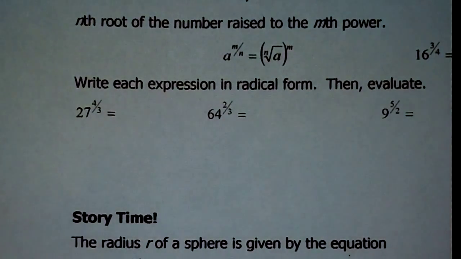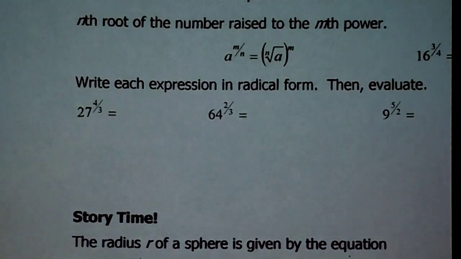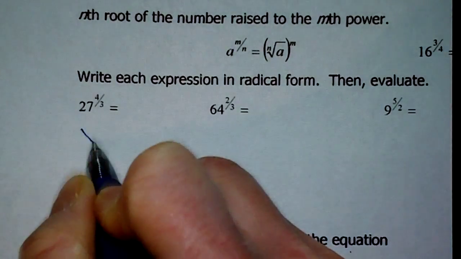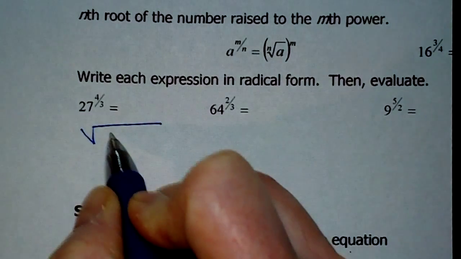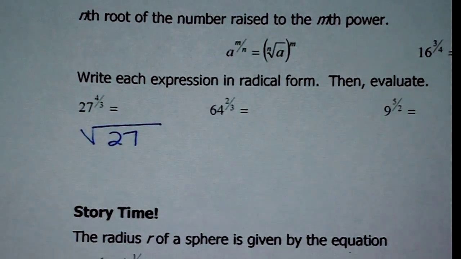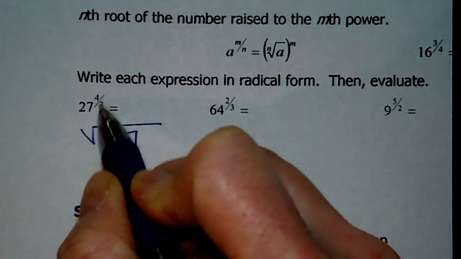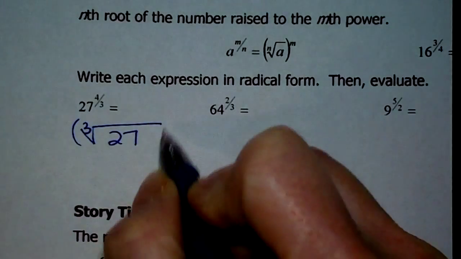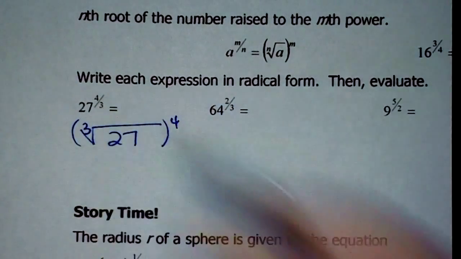All right, so let's try some. I have 27 to the 4/3 power. We have that base of 27 that's going to go inside. So our job again, I want to rewrite it in radical form and then evaluate it. Remember, the denominator is the root you want to take, and the exponent is the numerator.